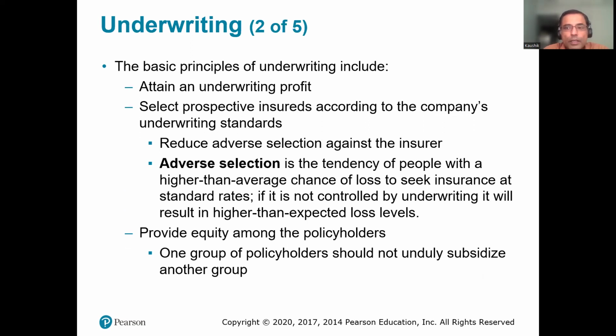One key issue is to reduce adverse selection. Adverse selection means that individuals with higher risk profile are given insurance at standard rates. So there is a higher chance of loss occurring for those individuals, and it can lead to loss for the insurance company. The other consideration is providing equity to policyholders, which means that the policyholders will be charged premiums based on their risk profile.